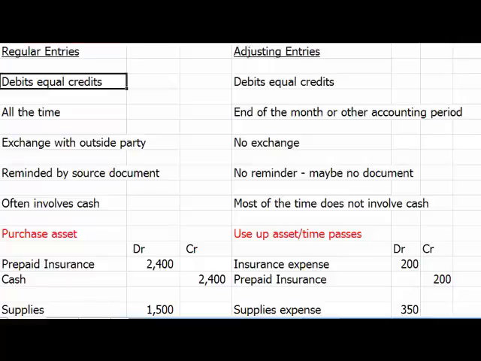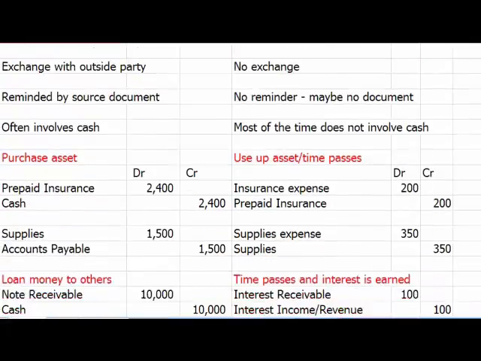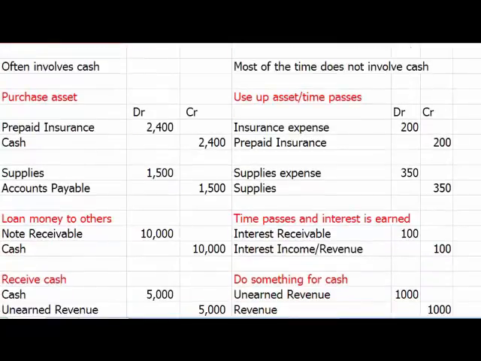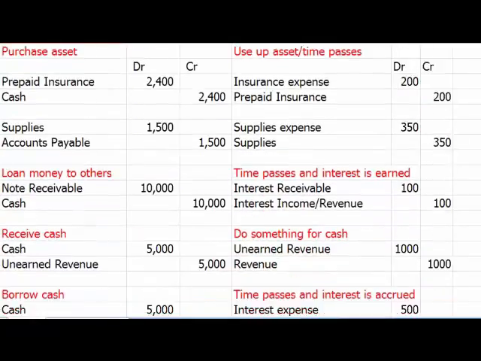So now some examples, as labeled in red as we come down here a little bit. On the left, again, is a regular entry such as the purchase of an asset. I've given you two examples, prepaid insurance and supplies. It makes no difference from a regular journal entry standpoint whether we pay for it in cash or we buy it on credit and therefore we'll pay for it later. We still have an asset.